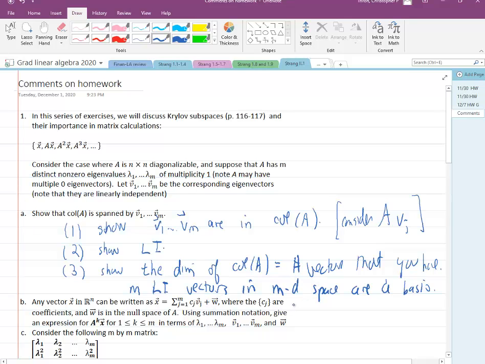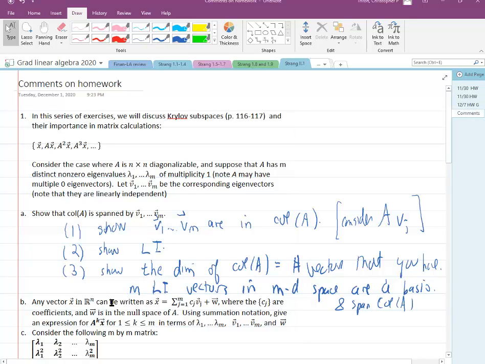If you have fewer than m linearly independent vectors in an m-dimensional space, they don't span. And if you have more than m vectors in an m-dimensional space, they can't be linearly independent. But if you have exactly m, it's like the Goldilocks theorem. If you have exactly m linearly independent vectors in an m-dimensional space, then that is a basis, and they span the column space.